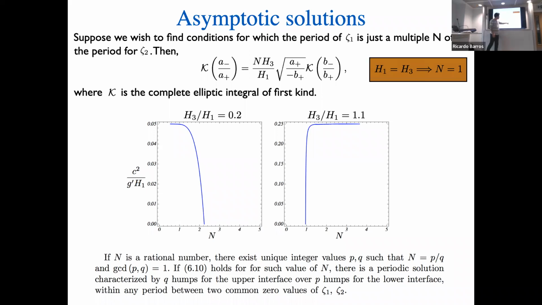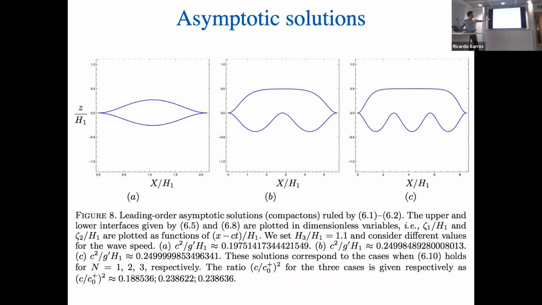And here in this case, for example, it's already here. But most generally, you don't expect to have only 1 hump over 1 hump. There are many more rich families of solutions. Every time you have n being p over q, this corresponds to a wave with q humps for the upper interface and p humps for the lower interface. So we have a way of building these solutions: 1/1, 1/2, 1/3, and so on.